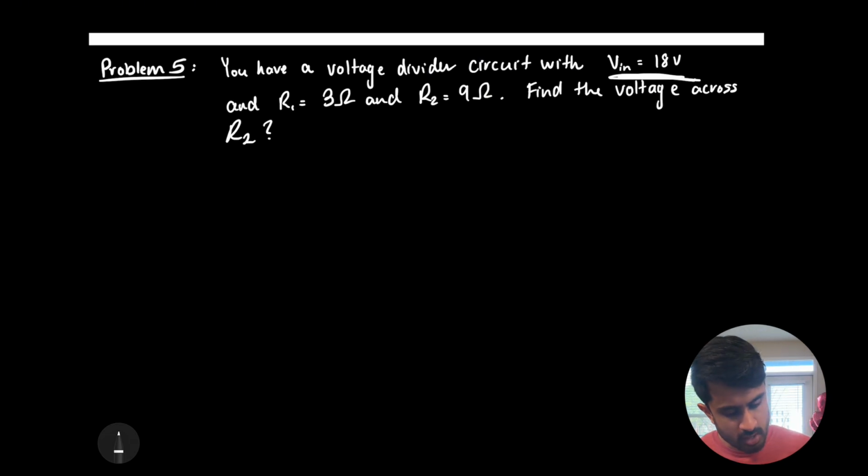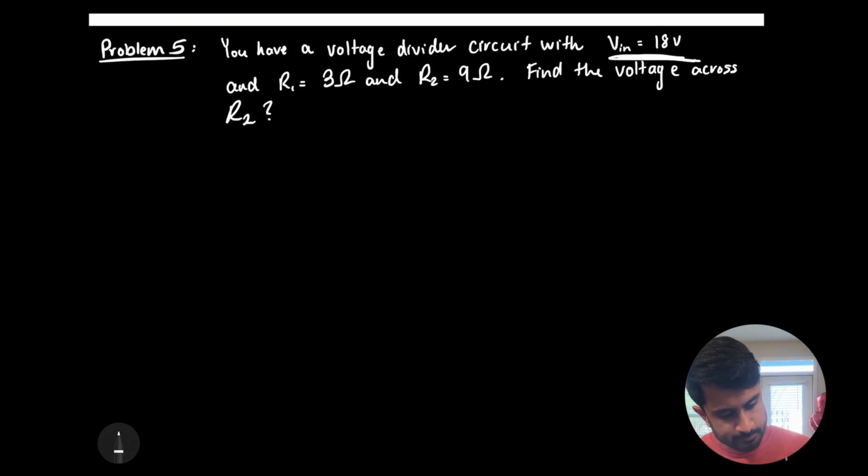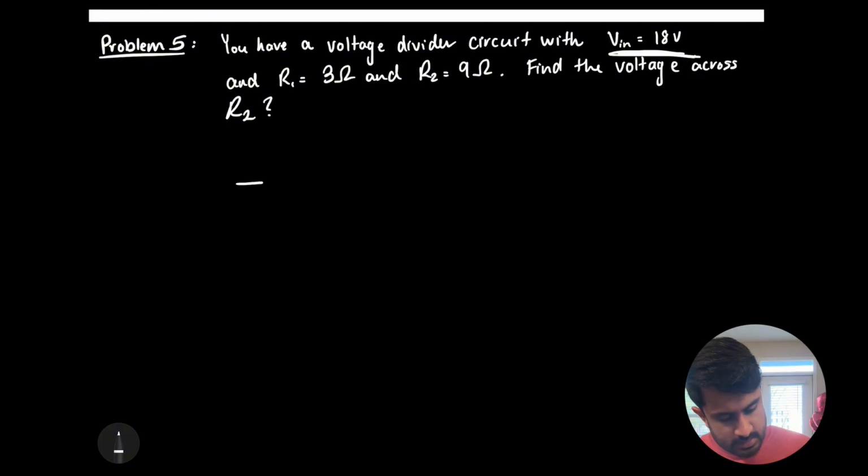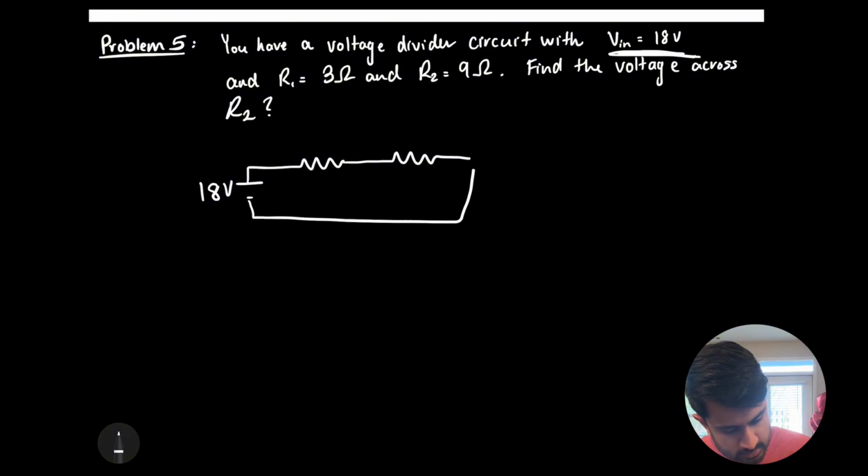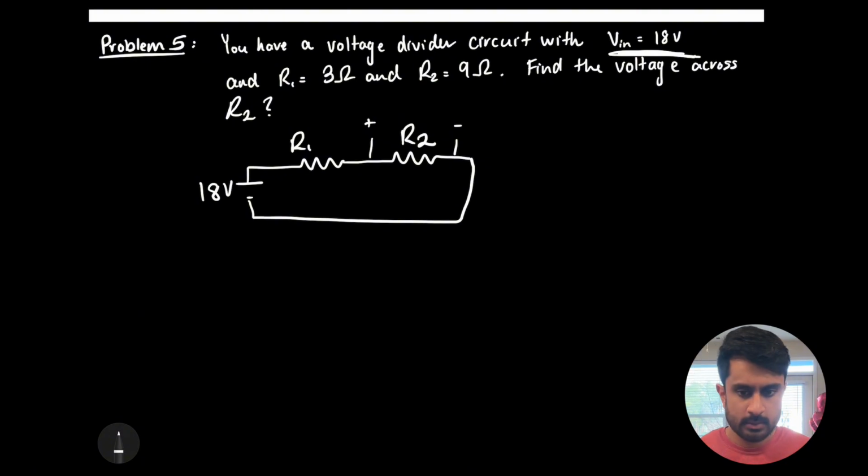Therefore, let's draw it and see what happens. In this case, we have an 18 volt battery supply that is connected to a resistor, another resistor, and we complete the circuit. R1, R2. Now we need to just find the voltage across R2. Pretty easy in this case.